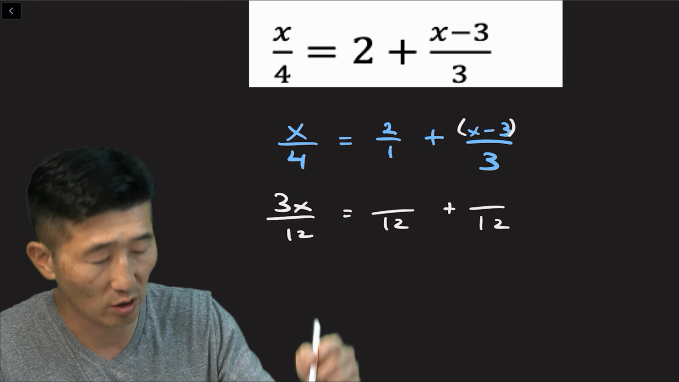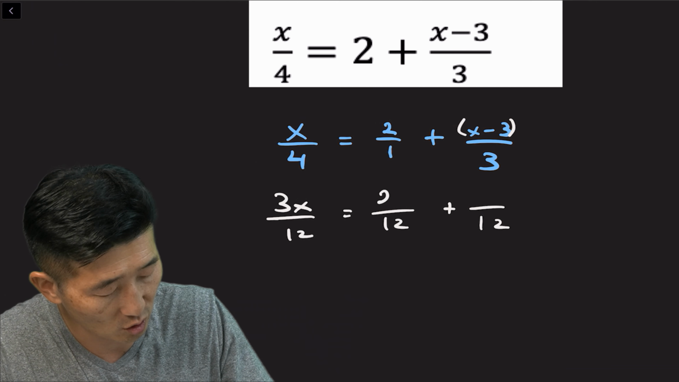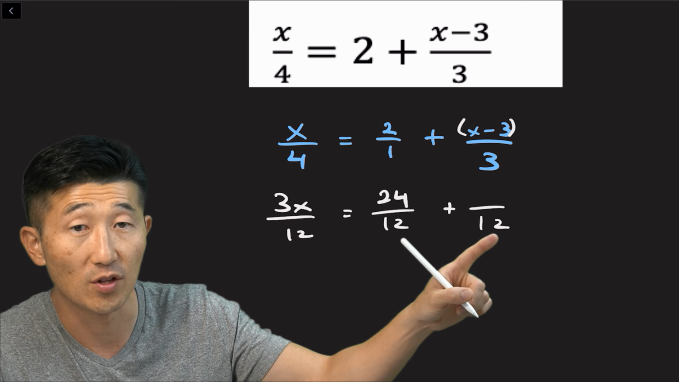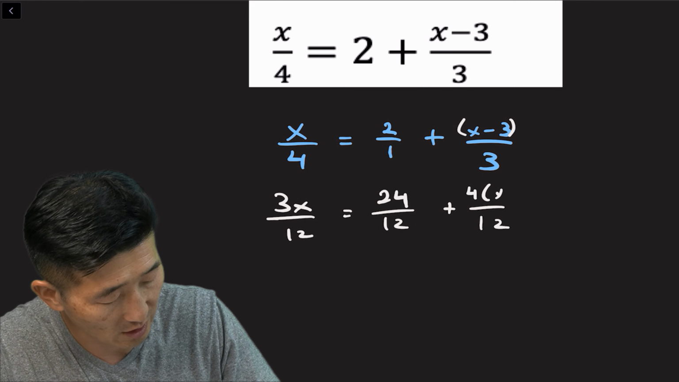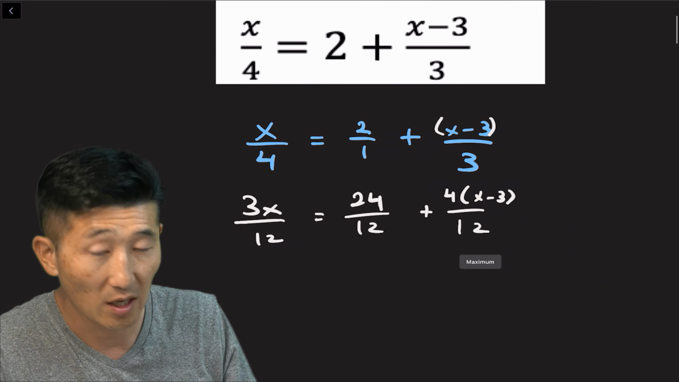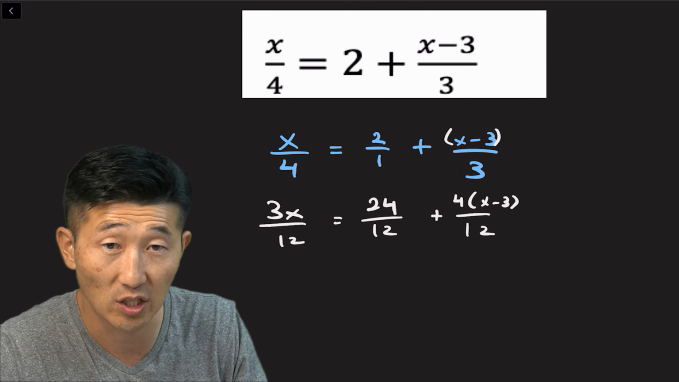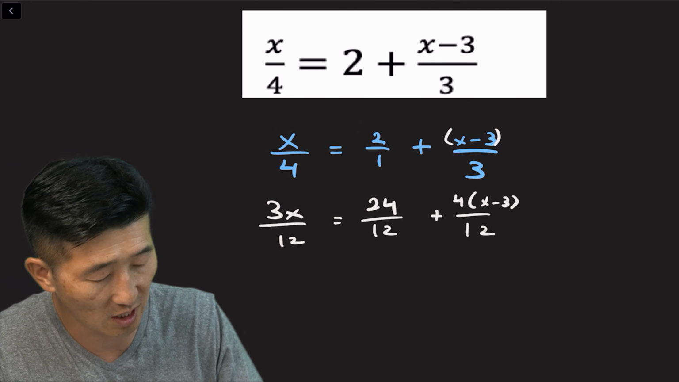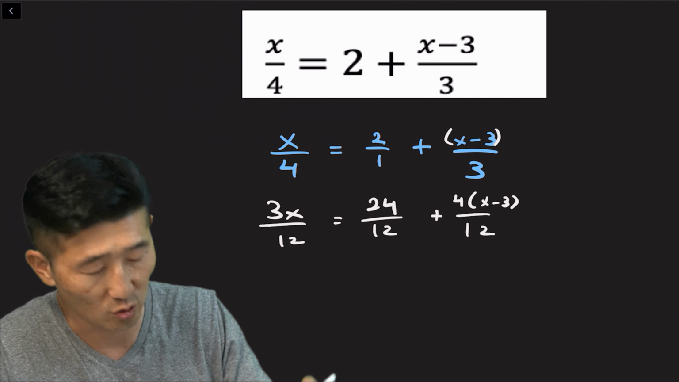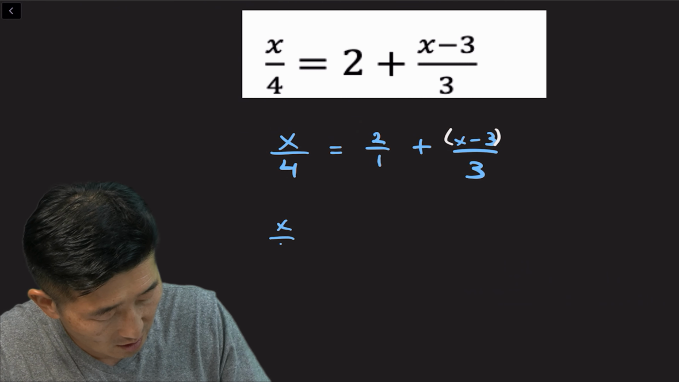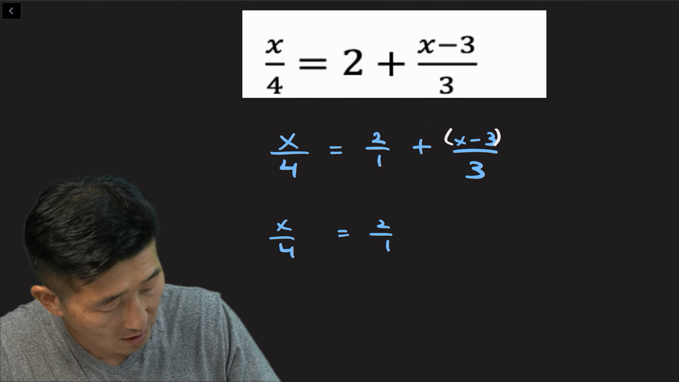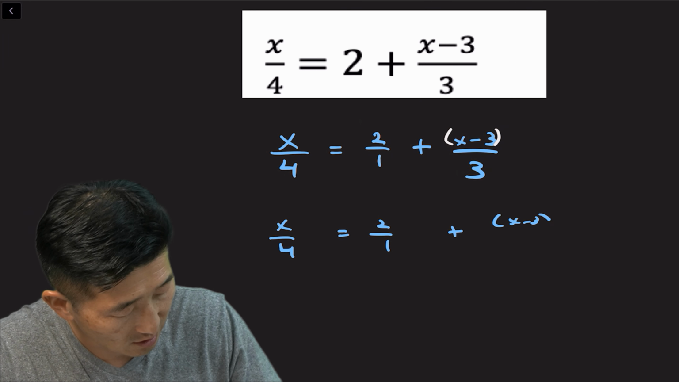For this one, you'll have to multiply 12 top and bottom, so you'll have 24. And for this one, you'll have to multiply 4. So this will be 4 parenthesis x minus 3. Now again, if you're confused about what I just did, I basically skipped a step. Okay, I'll do it this way. I'll erase all of this and rewrite it again and write it like this.